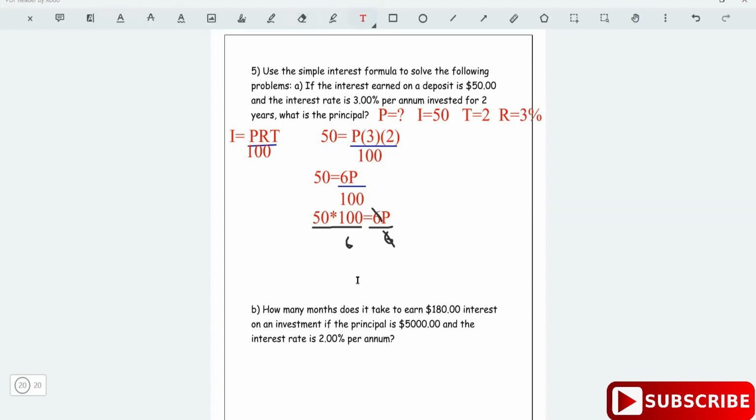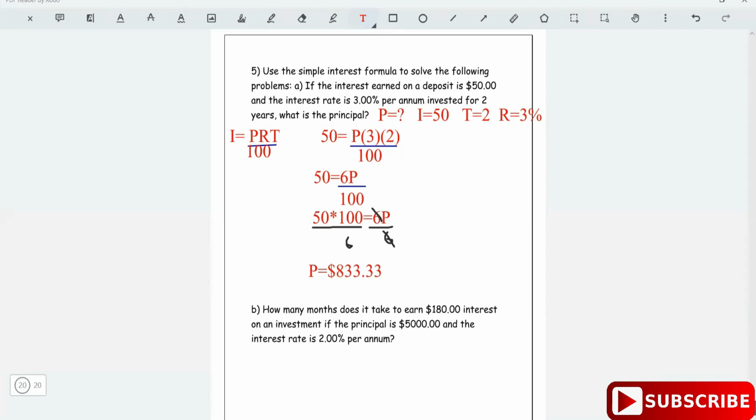So you put that in your calculator. The principal works out to be 50 times 100 divided by 6. And so initially, it's $833.33 was the principal. $833.33 was initially invested for 2 years at 3%. Nice. So that was the principal.